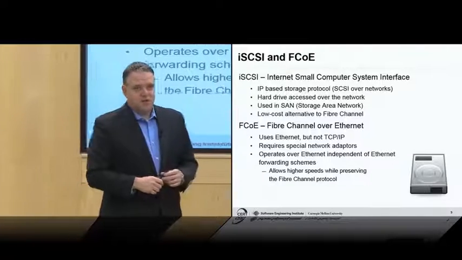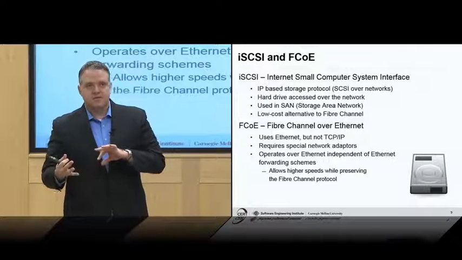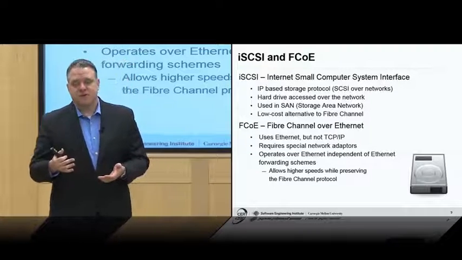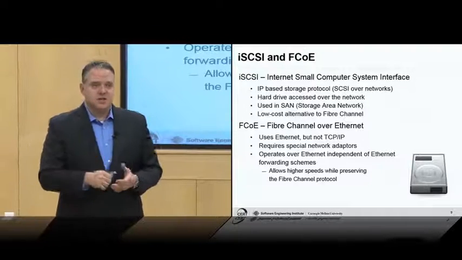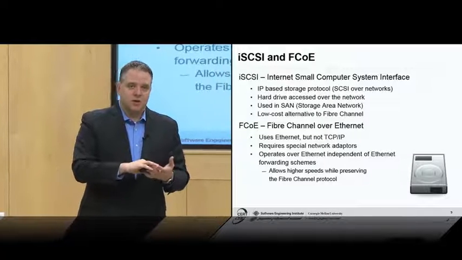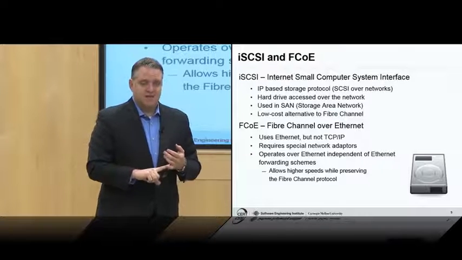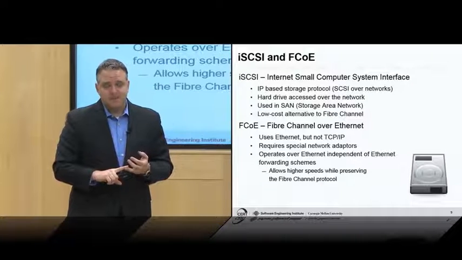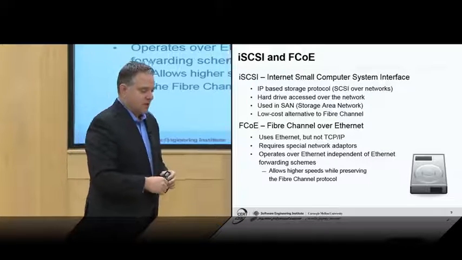iSCSI and FCoE. These are protocols primarily designed for high-performance storage. You probably will recognize SCSI, Small Computer System Interface. A lot of the high-performance disk drives use SCSI interfaces. So iSCSI is just a network protocol implementation of SCSI. A lot of hard drives use this and can be accessed over the network. You frequently see this in storage area networks. And it's the low-cost alternative to the next one that we'll talk about, which is Fibre Channel over Ethernet.